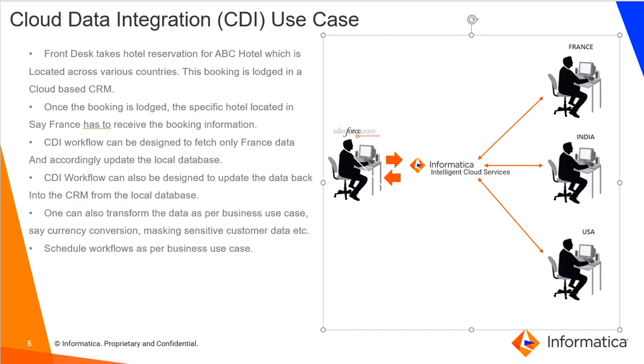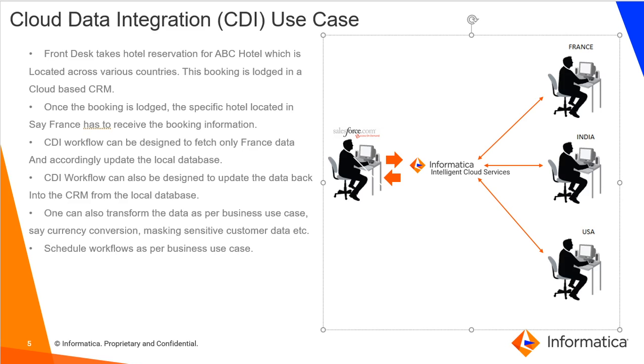Any booking or record entered into the Salesforce system should be immediately reflecting into the local database system of the hotel located in the specific country. CDI workflow or mappings can be designed to extract data only for the specific country using a filter transformation and then load it into the specific database system so that the hotel reception can access it. One can also design mappings to update the data back from the local database system into Salesforce.